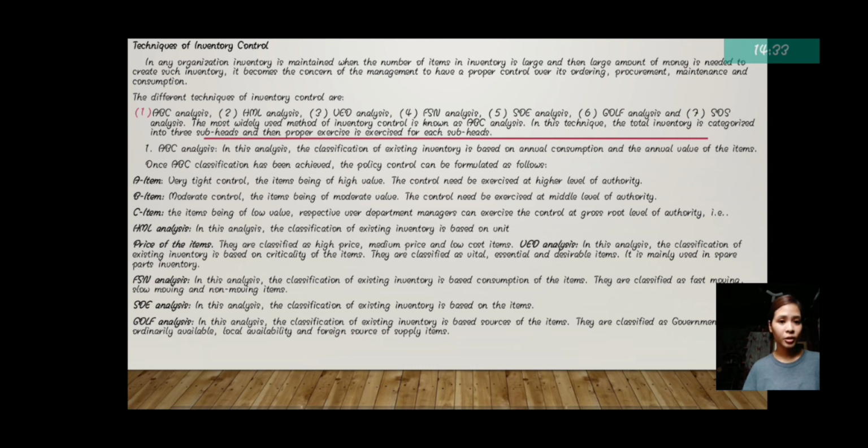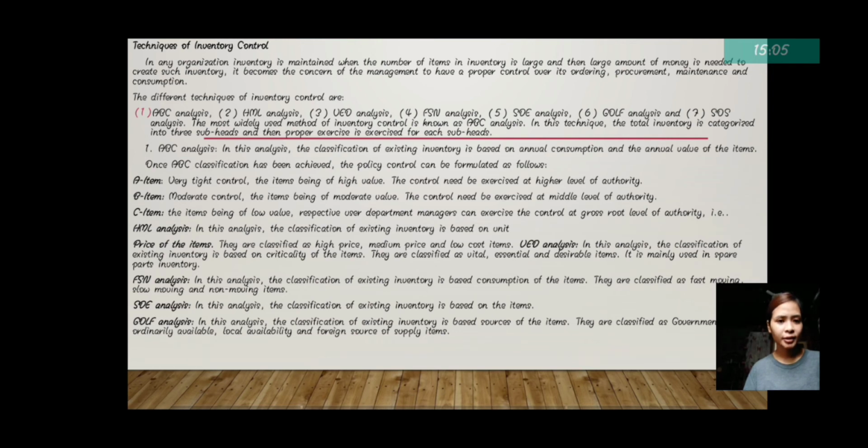And then the B item is moderate control. The items being of moderate value, the control needs to be exercised at the middle level of authority. So the B is at the middle, at the center point. And the C item is the items being of low value. Respective user department managers can exercise the control at that level of authority. So meaning the C item is placed at the lowest.